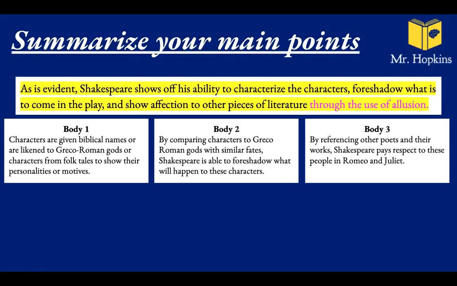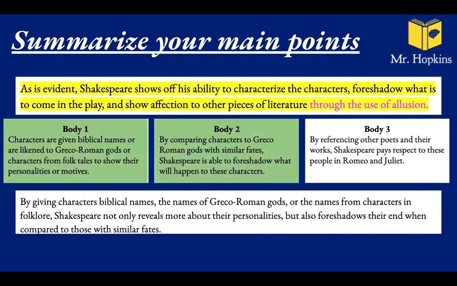So let's have a look. I've restated my thesis statement at the top. As is evident, Shakespeare shows off his ability to characterise characters, foreshadow what is to come, and show affection to other pieces of literature through the use of allusion. Now, body 1 says characters are given biblical names or are likened to Greco-Roman gods, or characters from folktales to show their personalities or motives. Body 2: by comparing characters to Greco-Roman gods with similar fates, Shakespeare is able to foreshadow what will happen to these characters. And body 3: by referencing other poets and their works, Shakespeare pays respect to these people in Romeo and Juliet. These might just be the first sentences or the claims of each body paragraph.